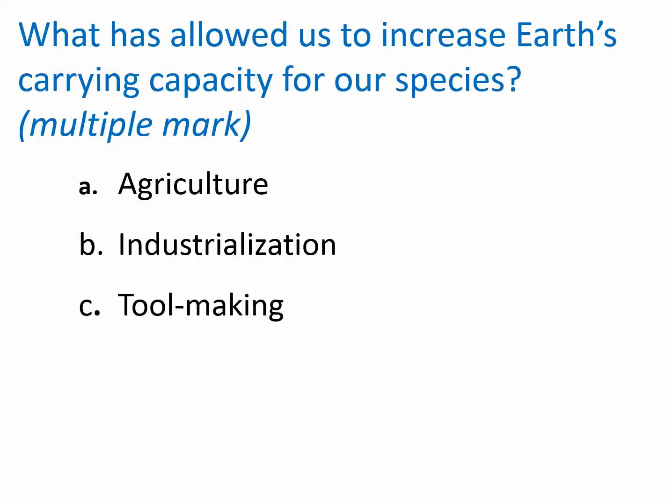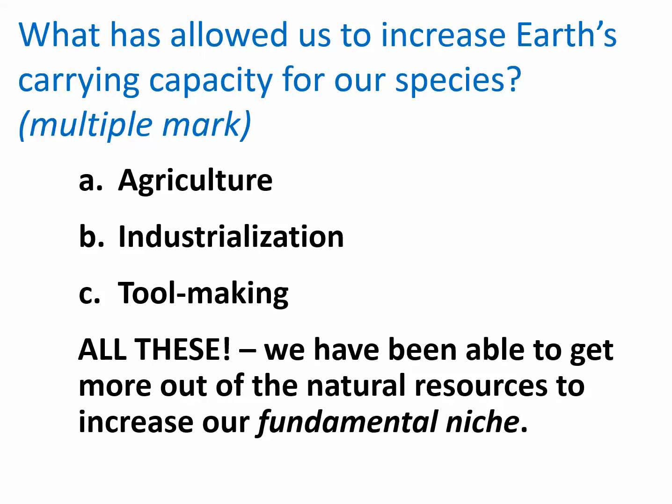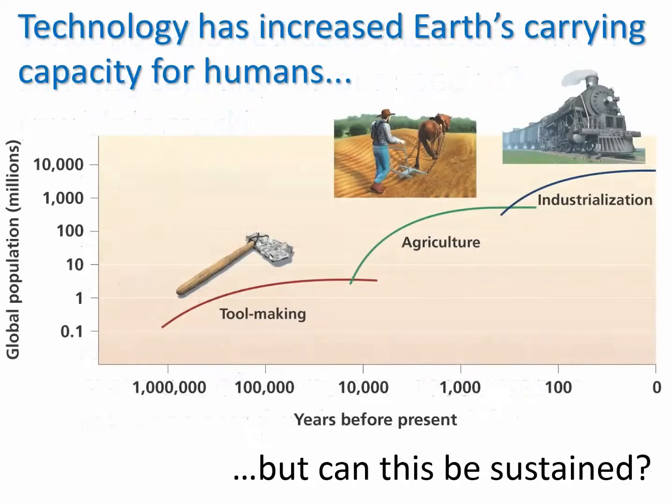What has allowed us to increase Earth's carrying capacity for our species? Was it agriculture? Was it industrialization? Or was it tool making? Or was it a combination of these? And so, indeed, it is all of these. Let's take a look at the general time frame. Tool making began maybe as long as 1 million years ago, and we see it even with cavemen times. Agriculture began around 10,000 years ago, when we were using domesticated animals and planting specific seeds for cultivation. And then industrialization, which happened in the last couple hundred years with the use of fossil fuels.